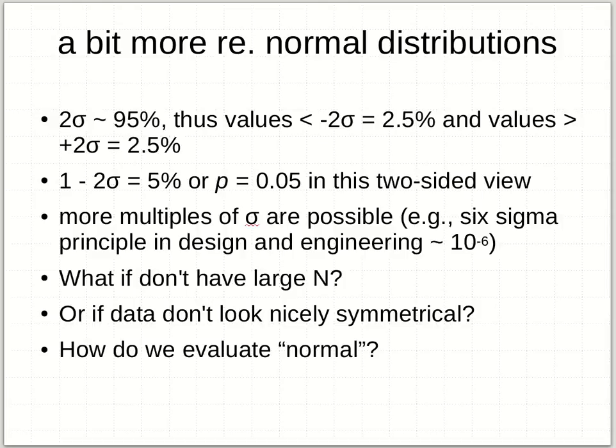Well, let's think about this a little bit more. If we remember that 2 standard deviations is about 95% of the data, and so values that are less than that are only 2.5% off to the left, and values greater than that are going to be values that are in the tail way off at the upper end, the upper 2.5%. So 1 minus that 2 standard deviations is 5%. And so this is where our convenient cutoff of a p-value of 0.05 comes from.